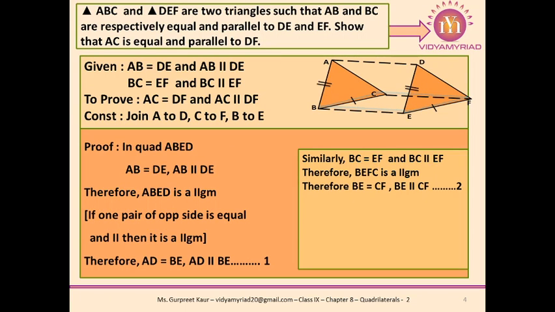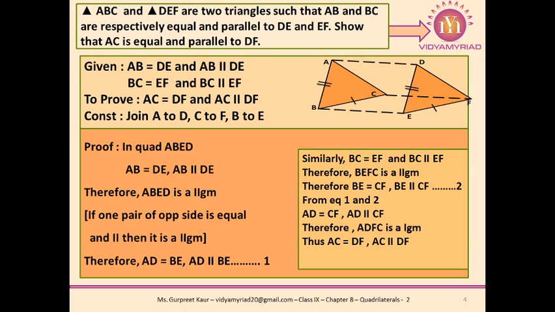So when you have BE common, I can simply say that AD will be equal to CF and AD will be parallel to CF, because BE was common, we have removed that. So I can say that ADFC is a parallelogram, and when it is a parallelogram we know that opposite sides are equal and parallel. We can write down AC is equal to DF and AC is parallel to DF.